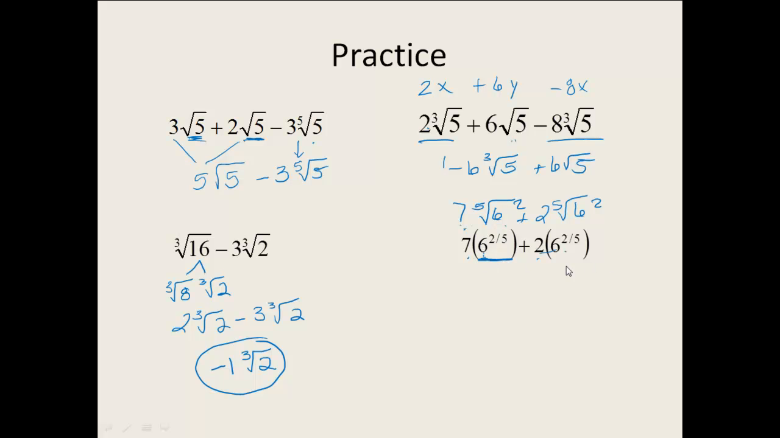When I put these two together, I have 7 of these things plus 2 of these things, so I'm going to have 9 and then 6 to the 2/5 power. I cannot multiply that 9 and 6 together because it's not just a 6, it's really a 5th root of 6.